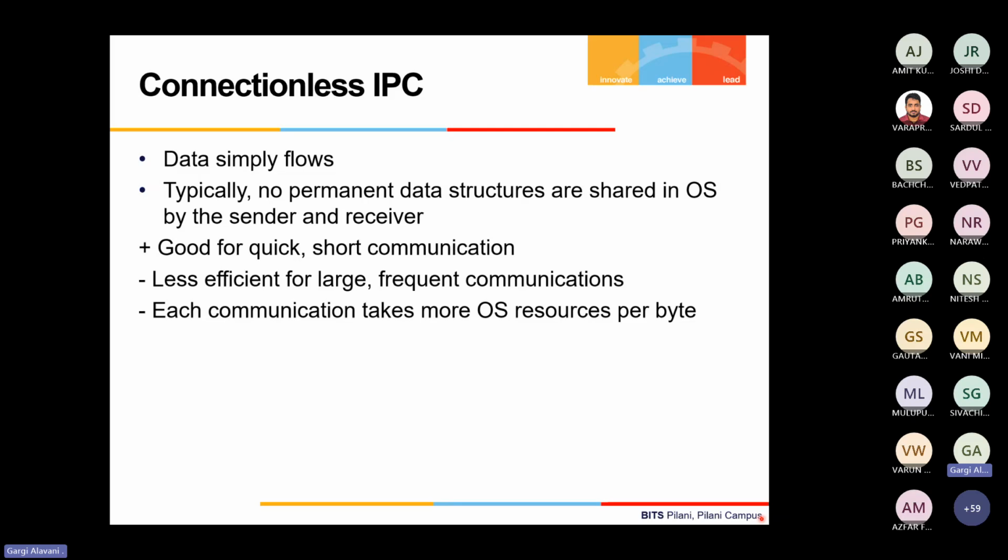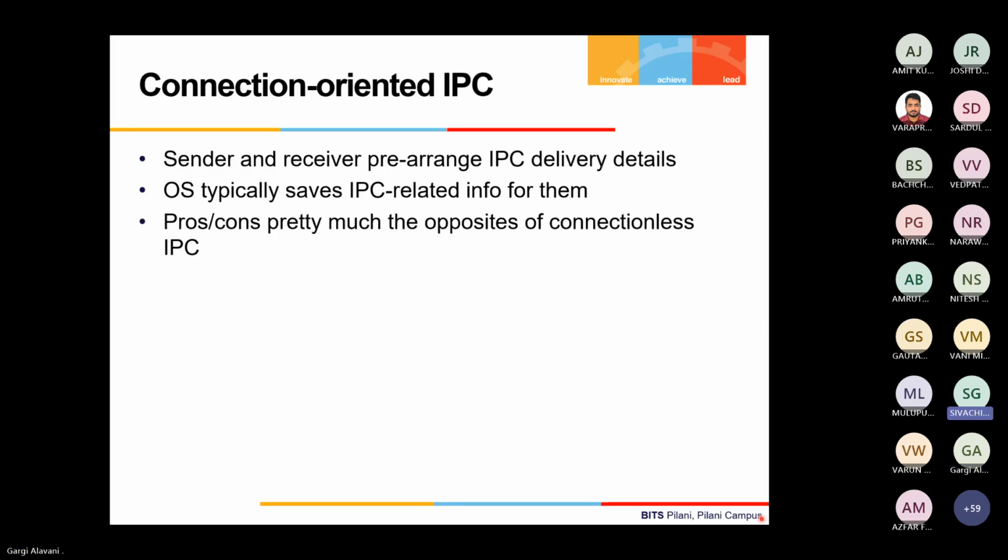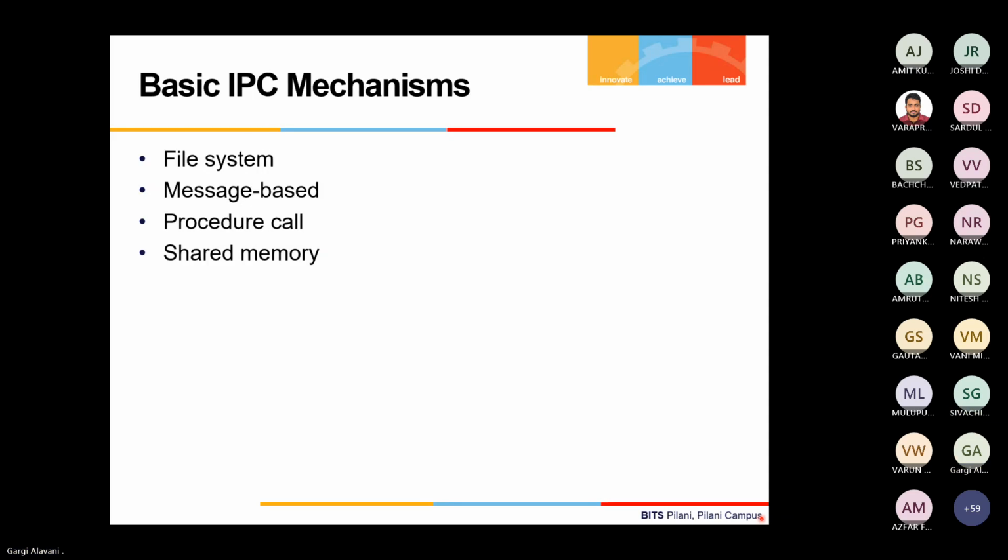At the same time, because there is no connection already set up, each communication takes more OS resources per byte. With connection-oriented IPC, the sender and receiver arrange the delivery details. The OS will typically save all the IPC-related info for them, and the pros and cons are almost the opposite of connectionless IPC. So these are the 5 basic IPC mechanisms, which we'll see one at a time, and then we'll move to some real-world IPC approaches that we use.